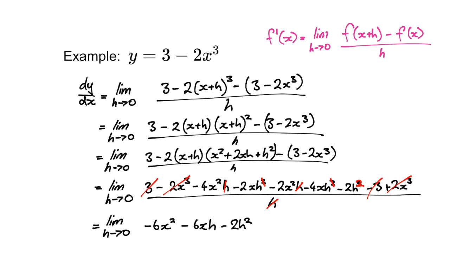And we also have a minus 2h squared. Now we can just look at when the limit as h tends towards 0. So these parts here, the 6xh and the h squared, are just going to go to 0, as in they're not going to be relevant anymore. So this will be equal to minus 6x squared. So our derivative of y equals 3 minus 2x cubed is going to be equal to minus 6x squared.